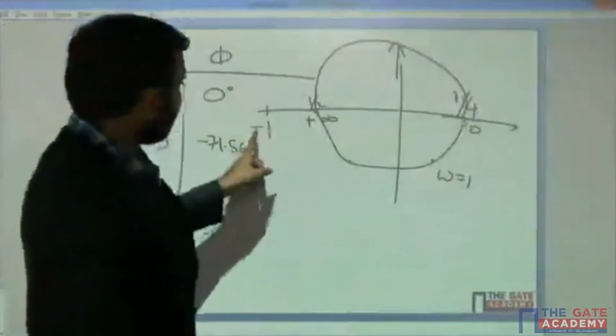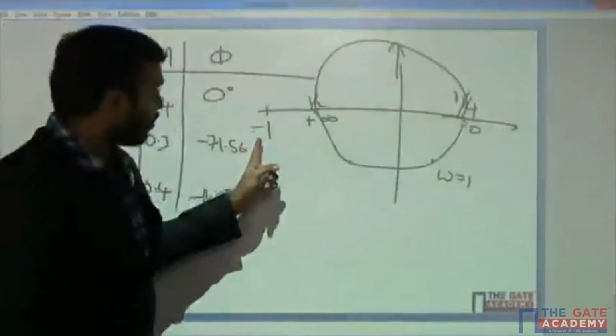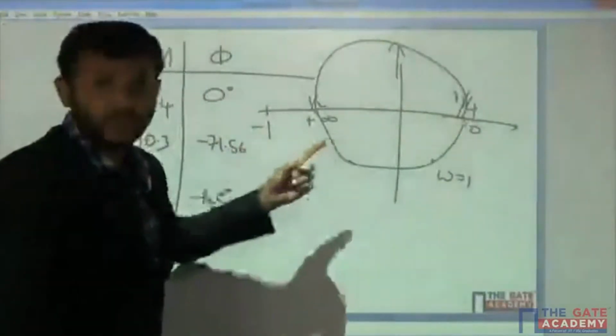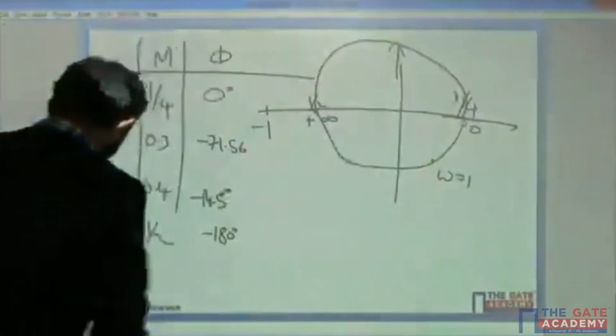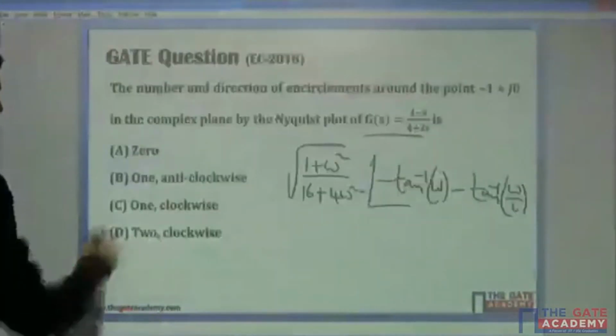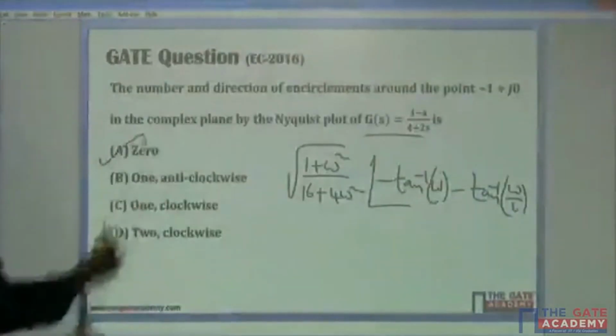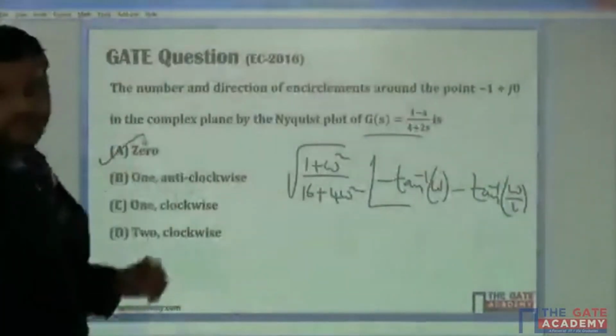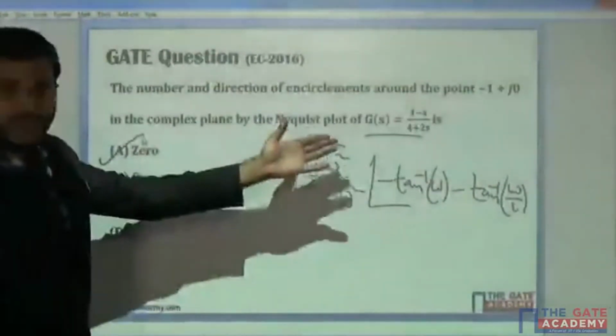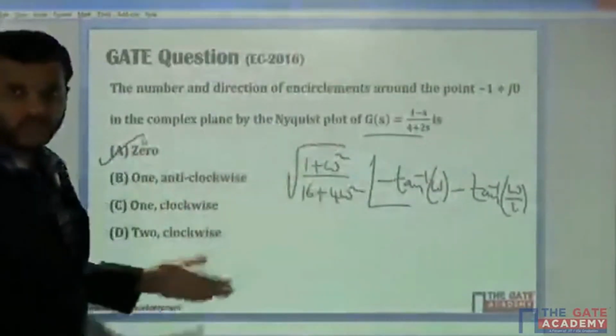If I consider this minus 1, there is no encirclement with respect to minus 1 if you see the plot. That means I can say that option A is the answer. There are zero encirclements of this transfer function with respect to minus 1 in the Nyquist plot. That's all.